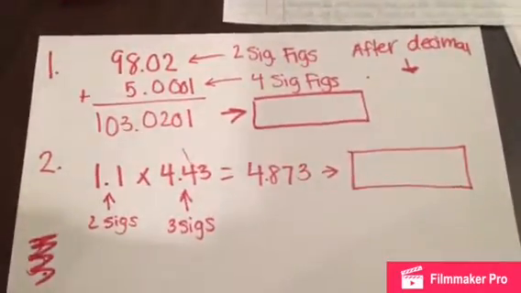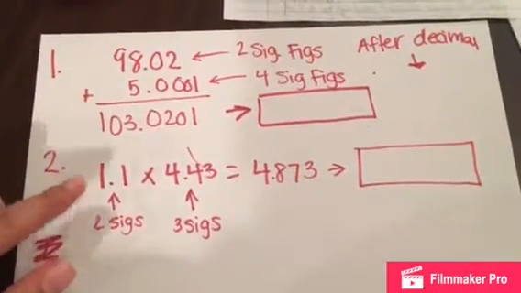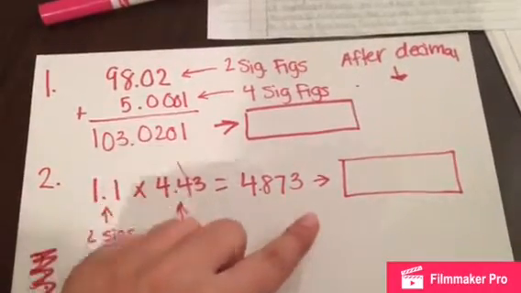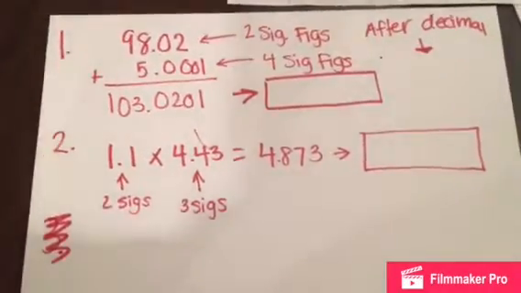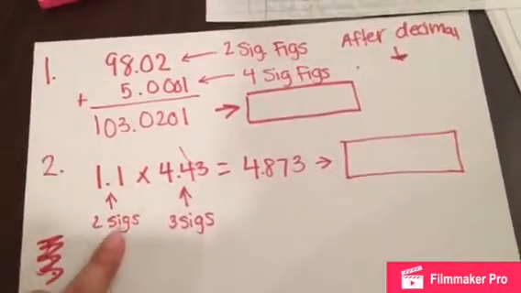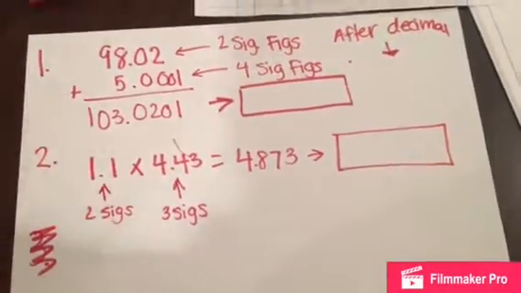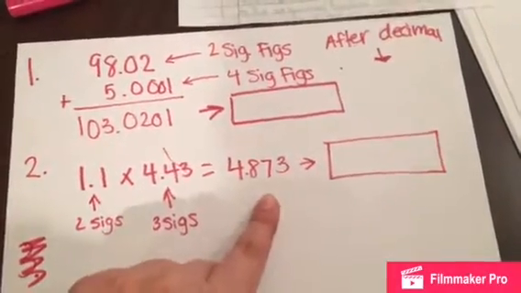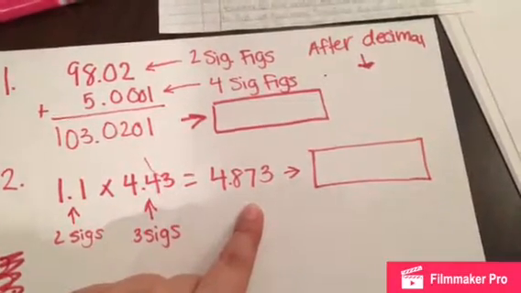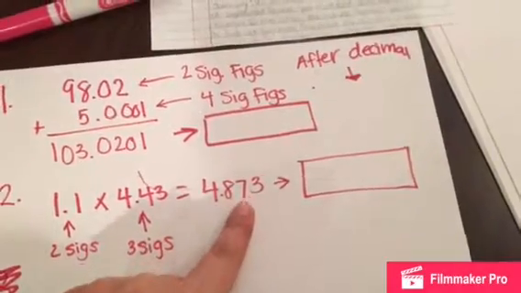Now the next question, you're doing multiplication now. 1.1 times 4.43 equals 4.873. The rule applies the same way, but you look at the amount of sig figs in all. So the smallest amount of sig figs is 1.1. So when you transfer over to see what 4.873 is, your answer would be 4.8. 4.9 because you would round actually.